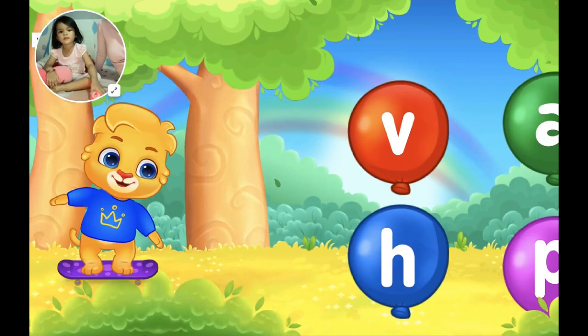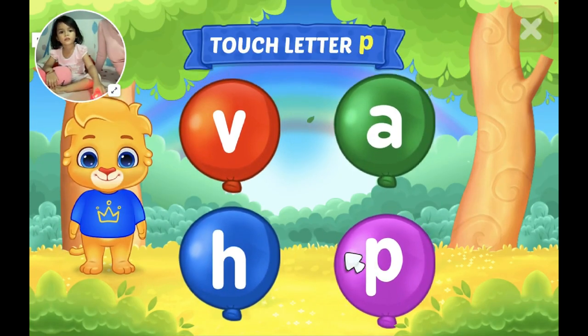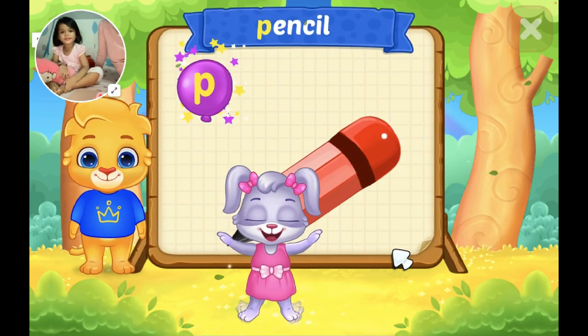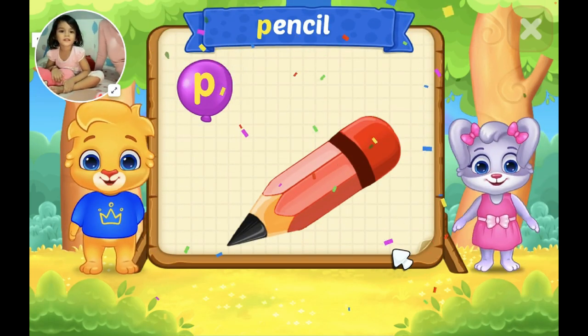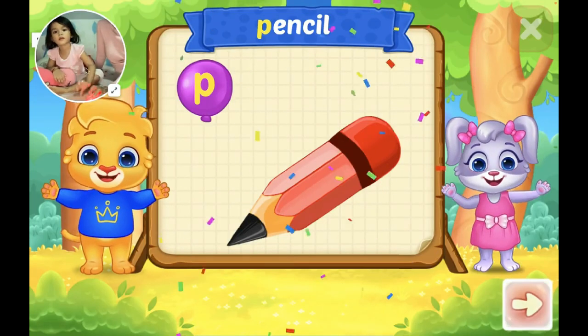Touch letter P. What's the shape? P is for pencil.